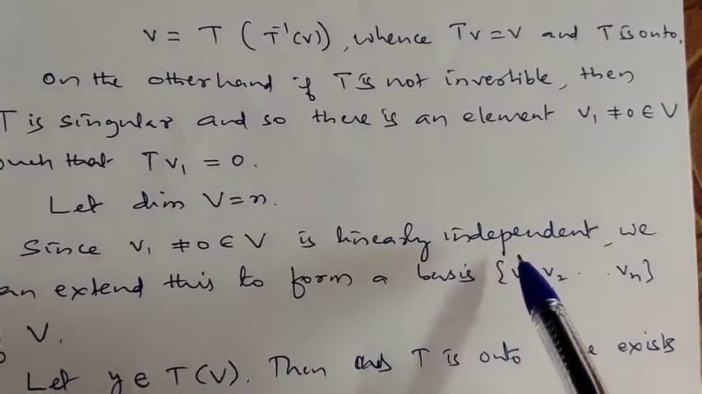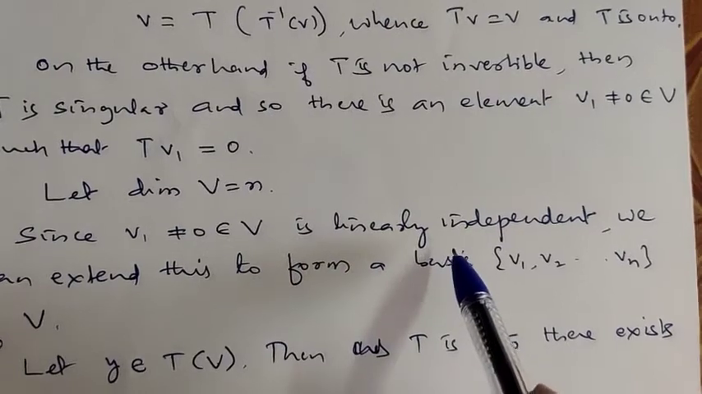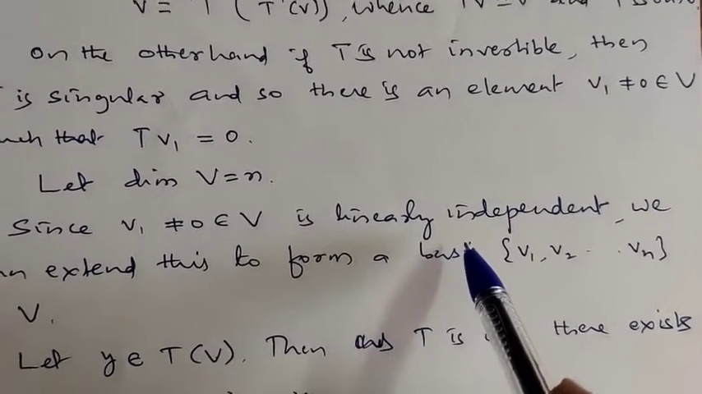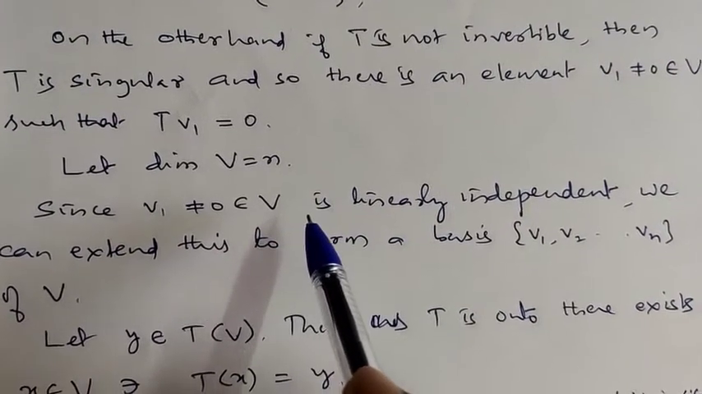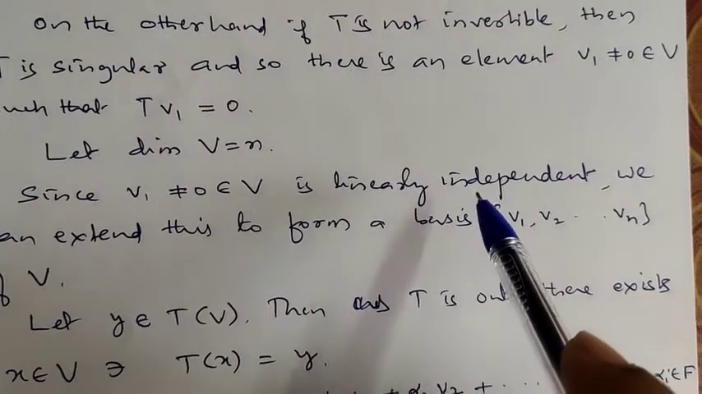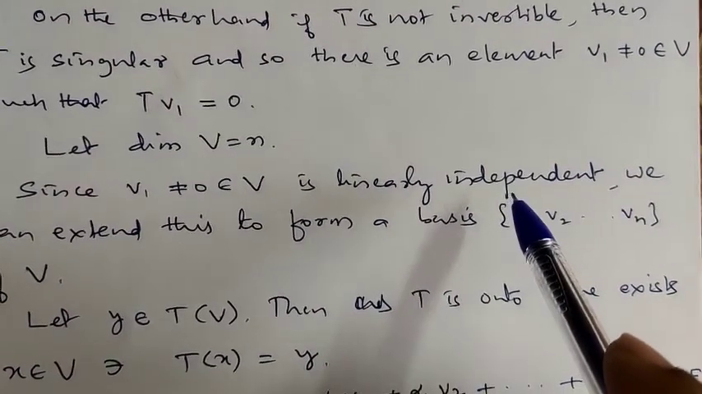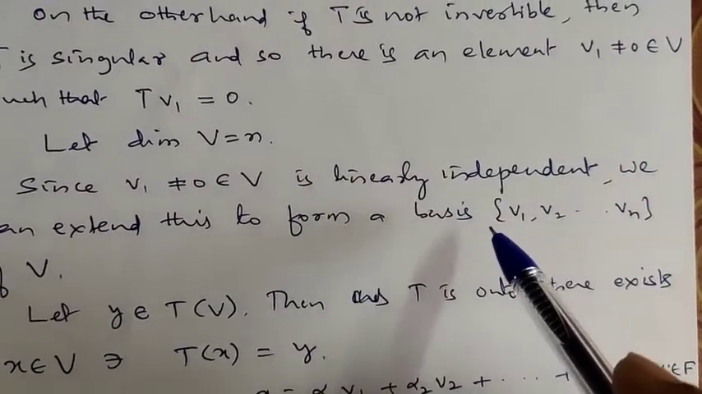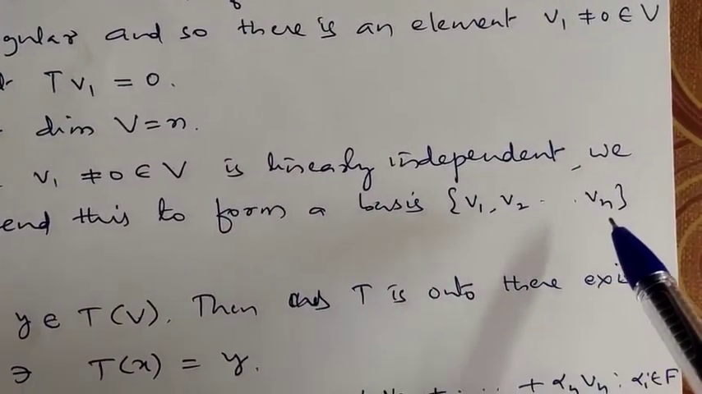You know this. So this linearly independent vector, we can extend it to form a basis of V. This also we have proved in vector spaces. So using this non-zero vector V1, I will extend it to a set that forms a basis for V. Say that extended set is denoted by V1, V2, and so on up to Vn.